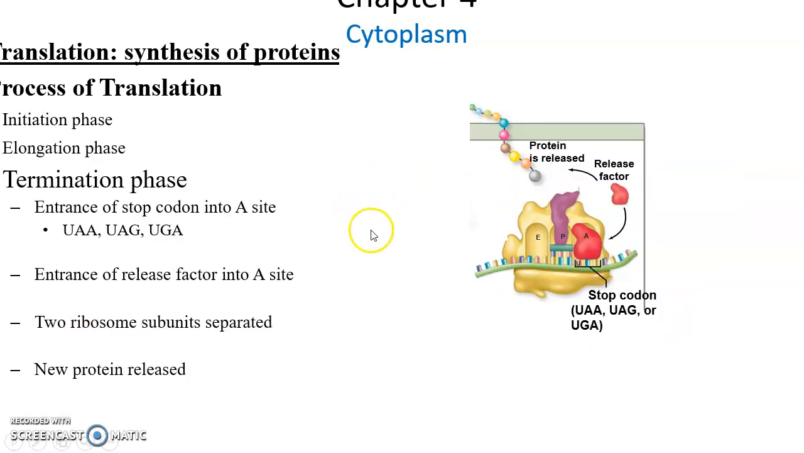And that happens until it gets to a stop codon. Once the ribosome gets to a stop codon, boom, a release factor comes in, and the ribosome breaks up and leaves the messenger RNA, and the new protein is free to go where it needs to go.